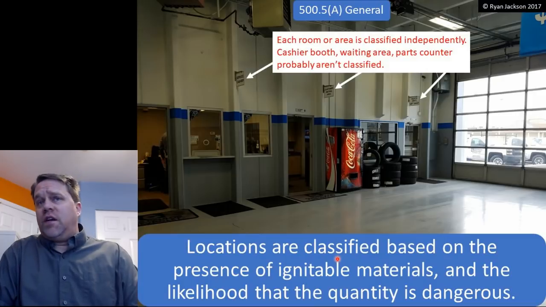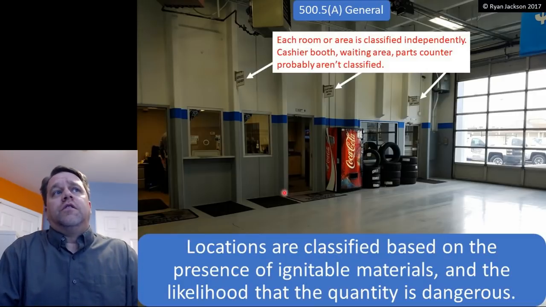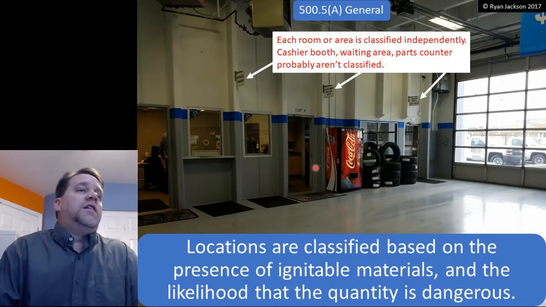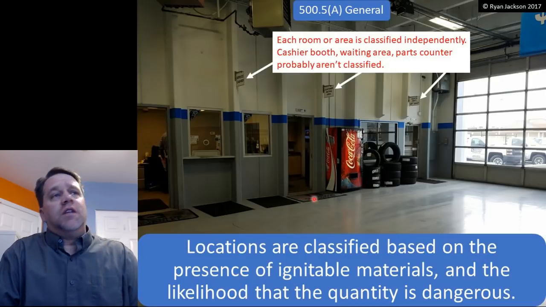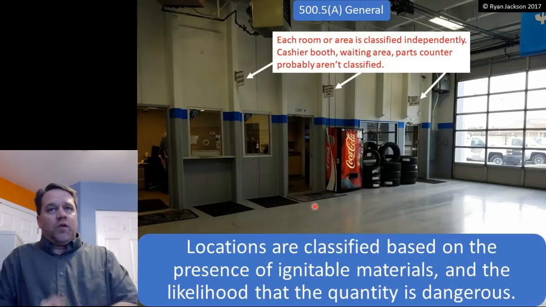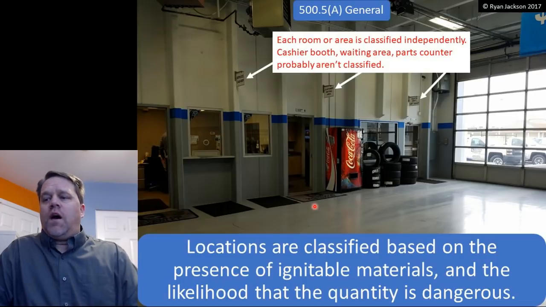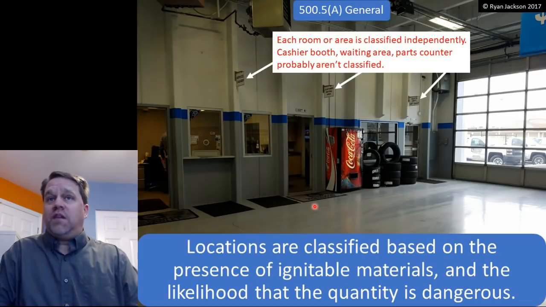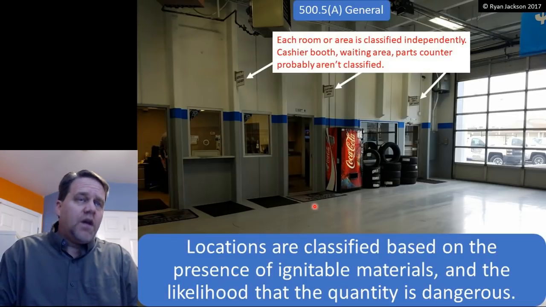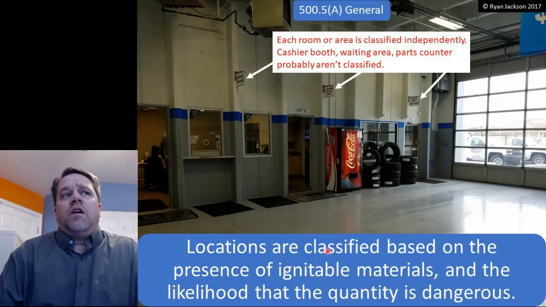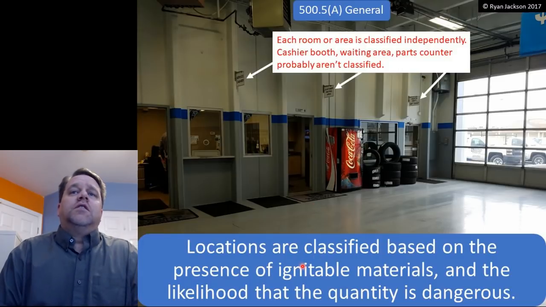The code doesn't get into things like, does the door need to be self-closing? Does it need to have a smoke gasket? Does it need to have a door sweep? The code doesn't get into that. That's why we need design professionals to make that determination. So it's based on the presence of ignitable materials and the likelihood that the quantity is actually dangerous.